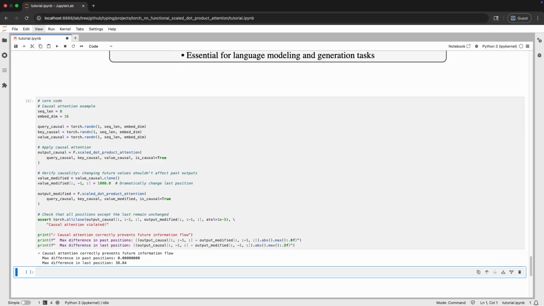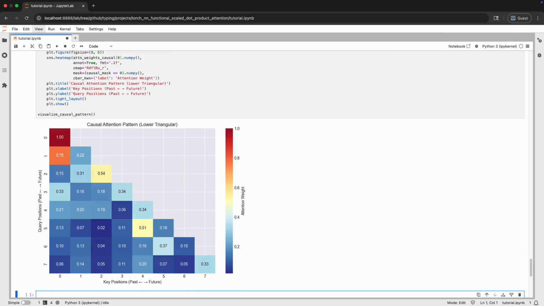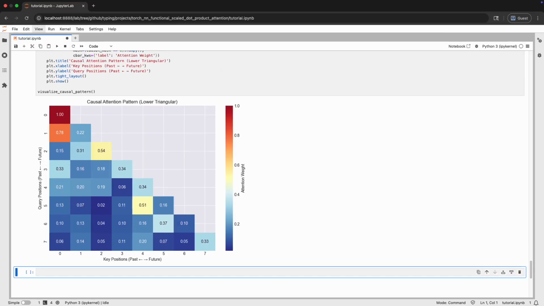Let's visualize the causal attention pattern to see the characteristic lower triangular structure. Here's the classic causal attention pattern. Notice the lower triangular structure where each query position can only attend to keys at the same position or earlier. The upper triangle is completely masked out, shown in white. This pattern ensures that during generation, each token only has access to previously generated tokens.